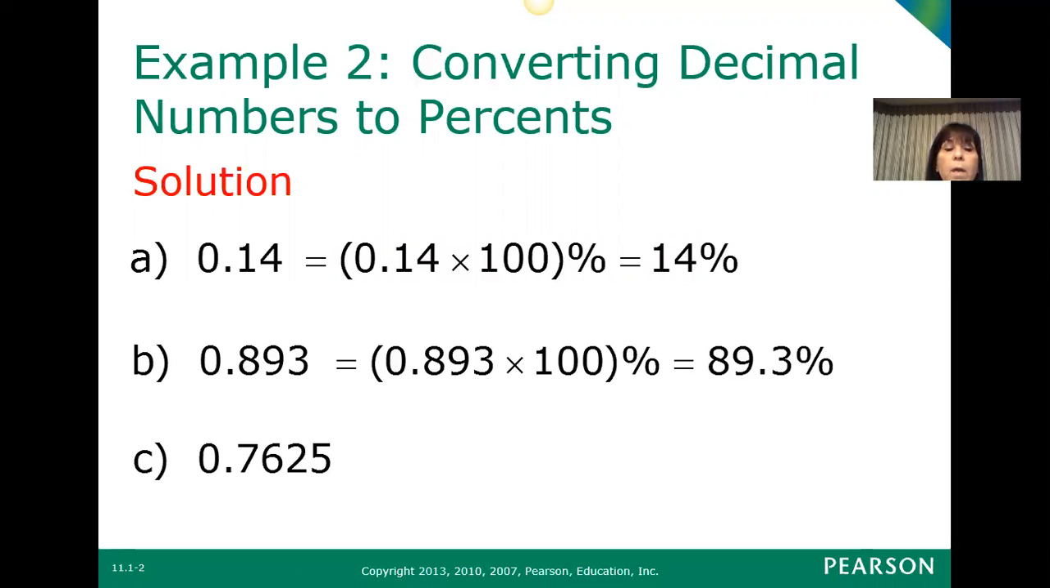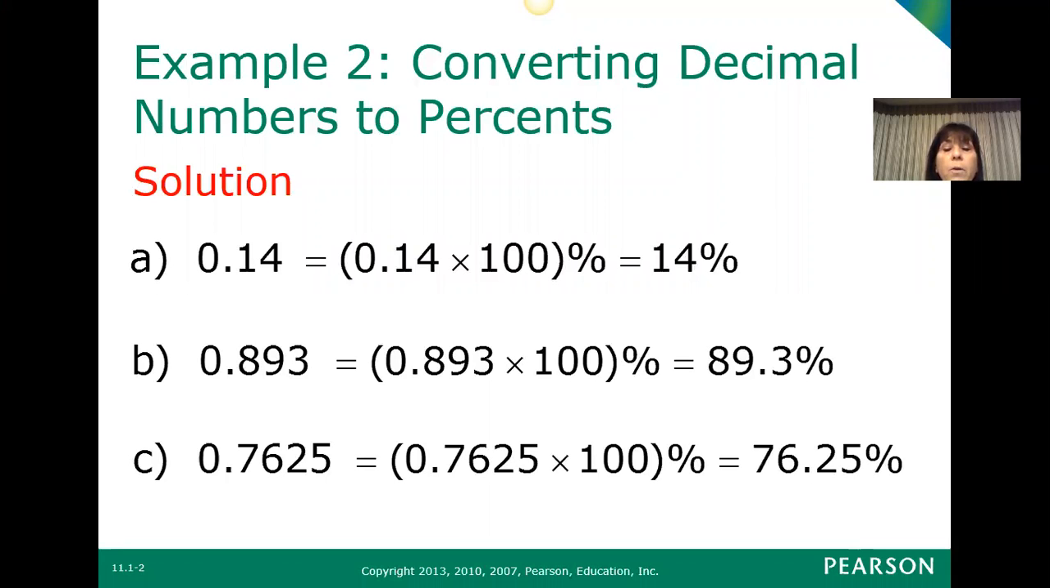And the last one we have, if we have 0.7625, we will move the decimal point again 2 places to the right. That will be multiplying it by 100, and you'll get 76.25, and then you have to add on the percent sign.